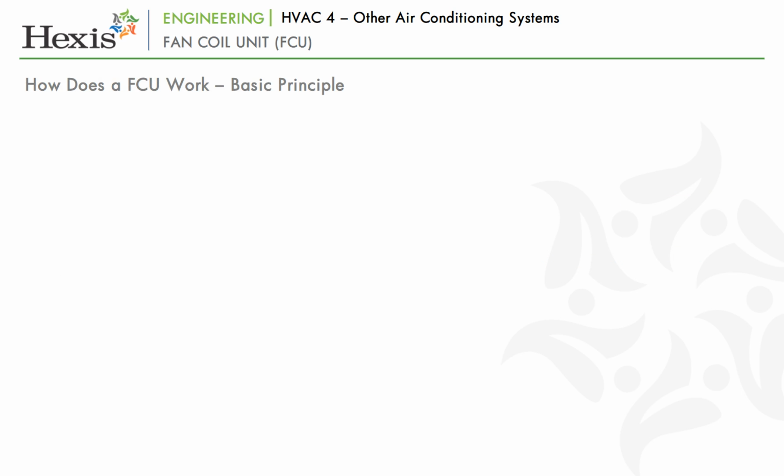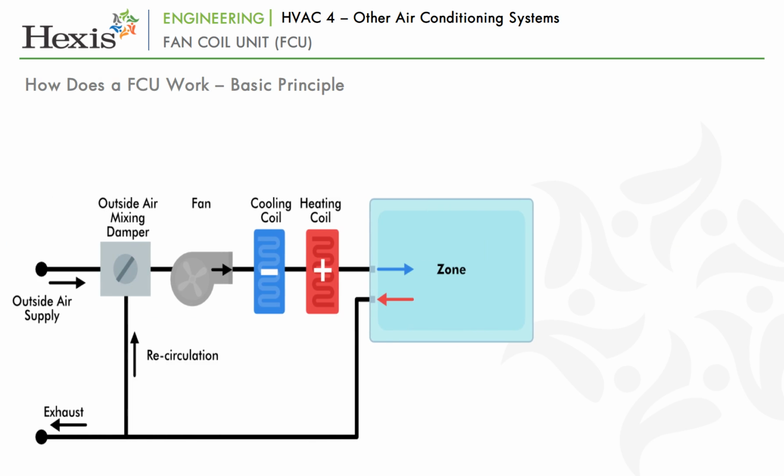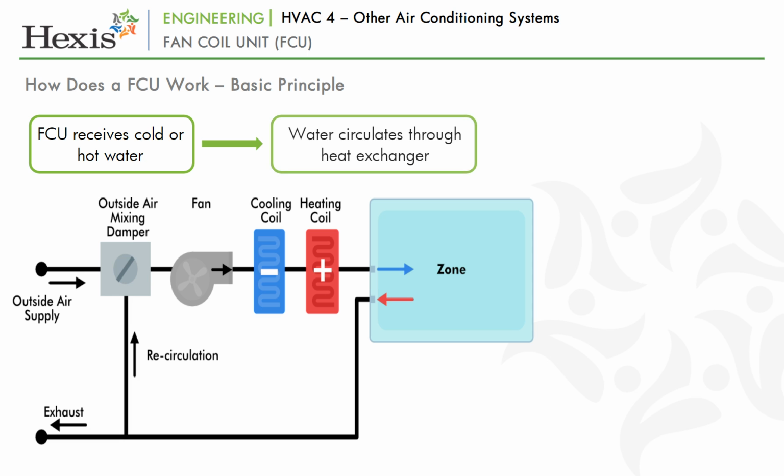Now we will study the working of FCU. A fan coil unit FCU receives chilled water from a chiller line or hot water from a boiler. Water circulates through the heat exchanger.